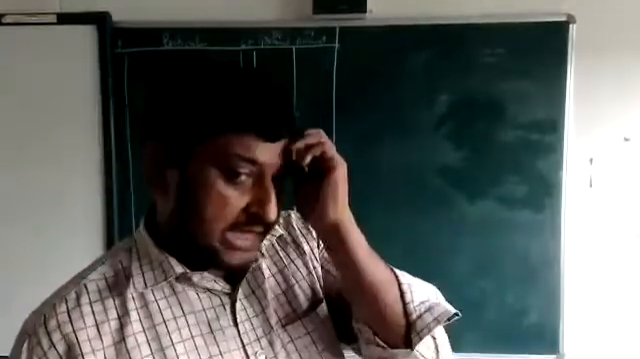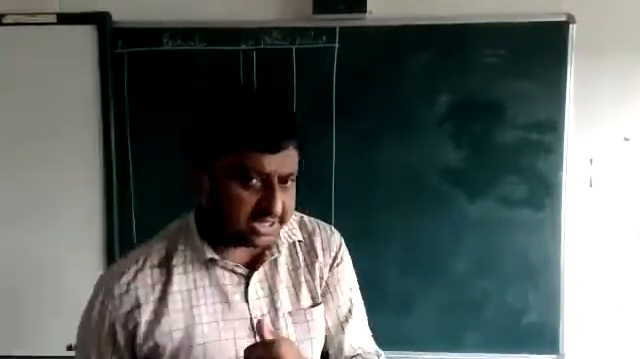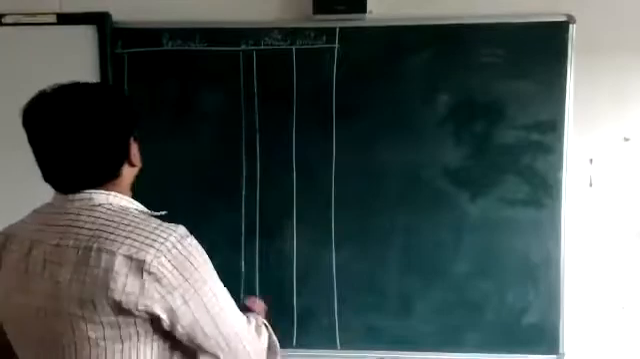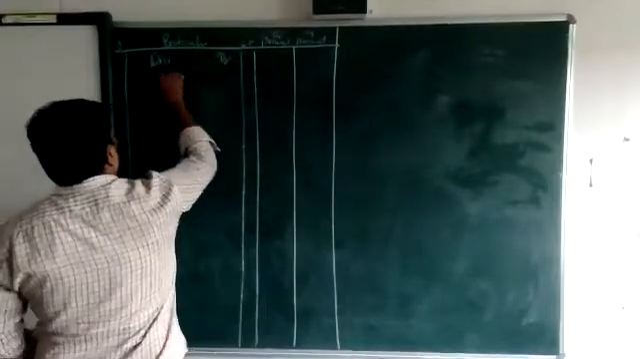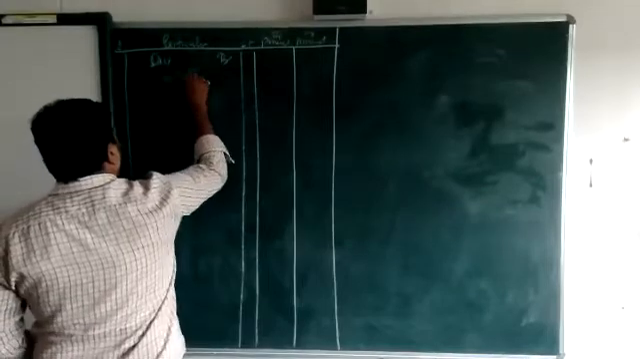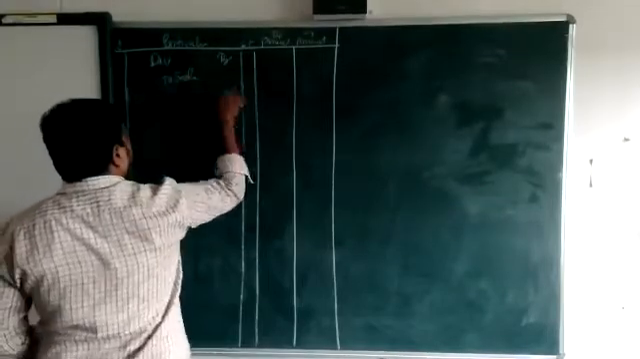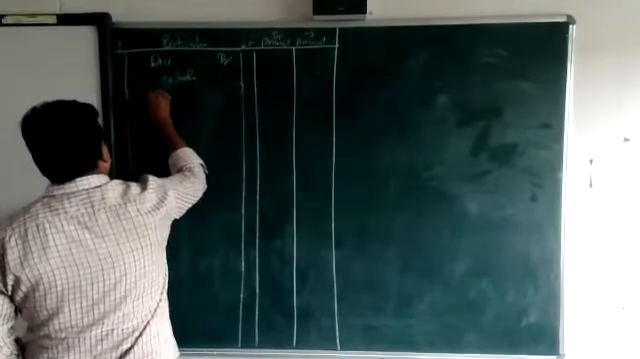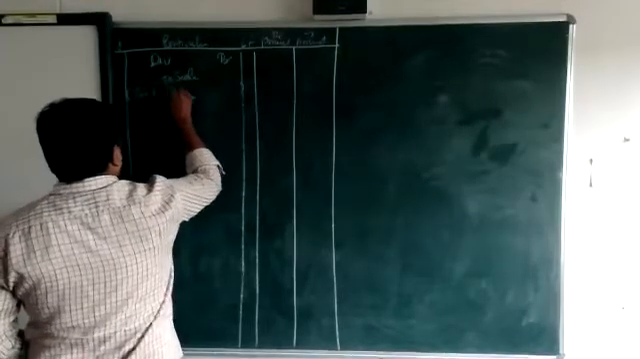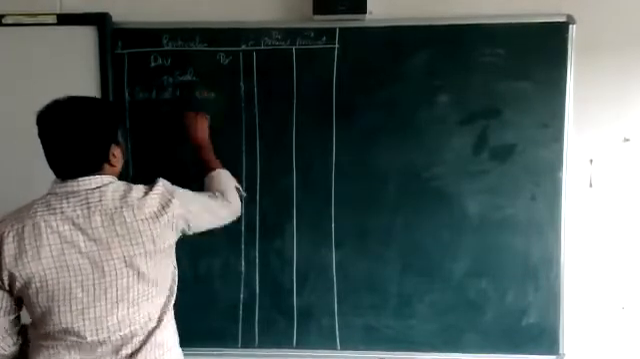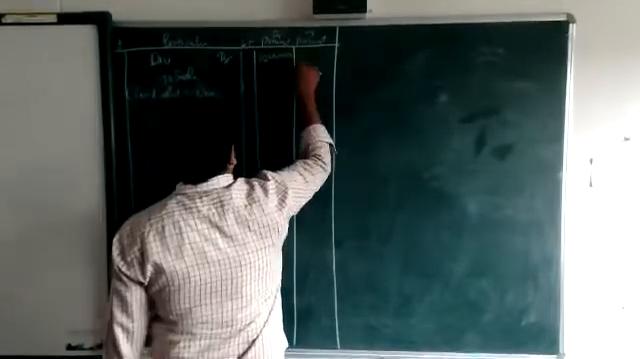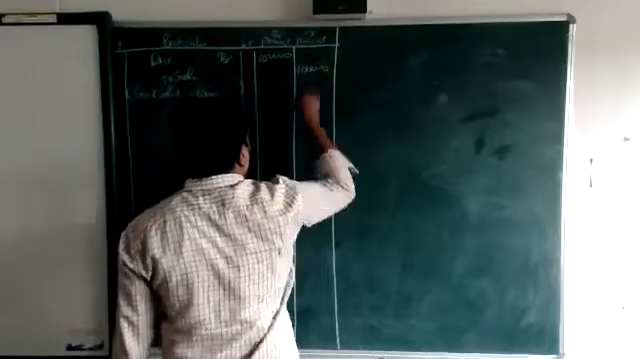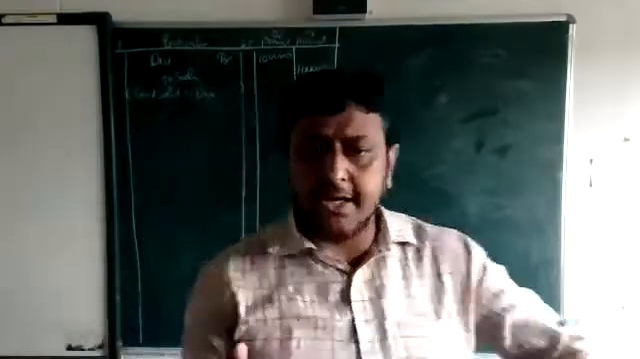Dev is what? Dev is a personal account. He is receiving, so Dev will be debited. Beta, Dev account debit to sales. Goods sold to Dev, and the amount is 1 lakh. Okay, clear?